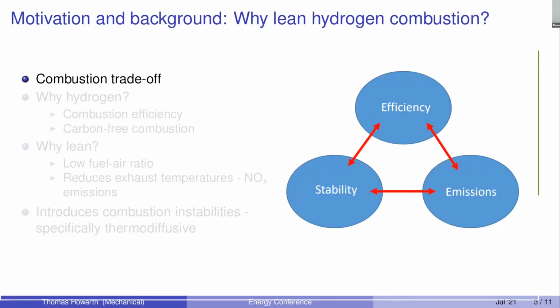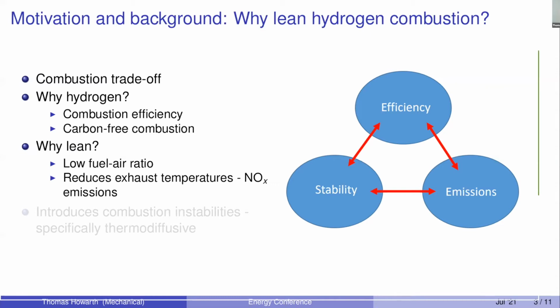So why lean hydrogen combustion? When we burn fuel, we have this three-way trade-off between efficiency, emissions, and stability. Hydrogen burns very efficiently, so you don't need much of it, and you'll get a lot of energy out of it. Obviously, we have great emissions. It's carbon-free, so we don't have any carbon emissions, and we also would like to reduce, for example, our NOx emissions. To reduce our NOx emissions, we reduce the fuel-to-air ratio.